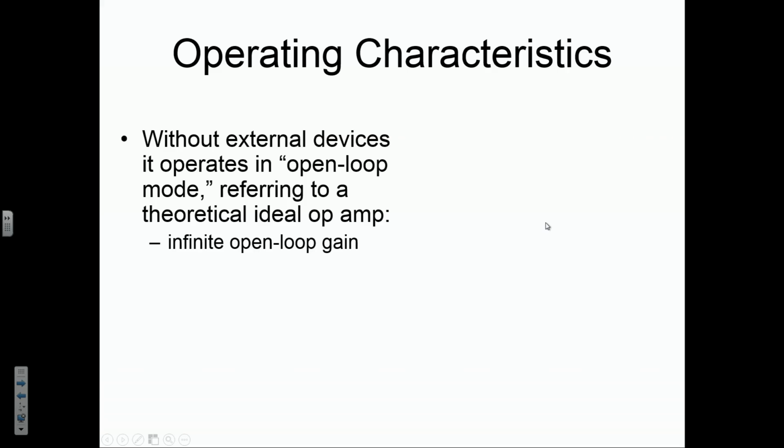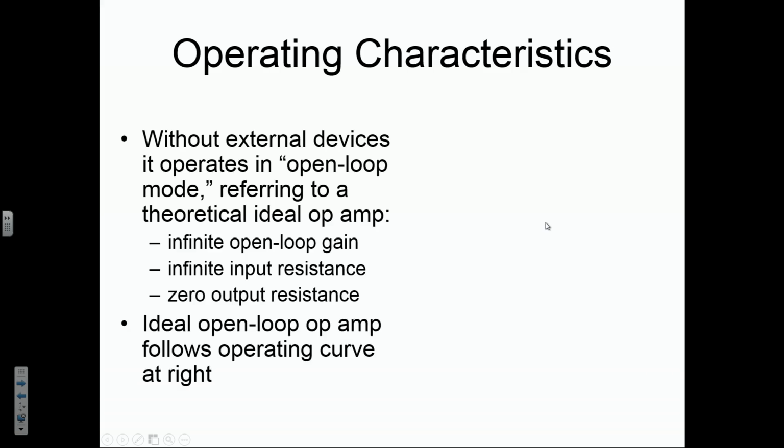Without external devices, an op amp will operate in open loop mode. That is referring to a theoretical op amp, okay? And we talk about a lot of things in theory that don't work exactly that way in practice, but this is a theoretical op amp. It has infinite open loop gain. Okay, now would that be good? Yeah, I would say yes. That would mean that we can perfectly represent our input signal. Infinite input resistance, yes, very good. 0 output resistance, yes, very good.